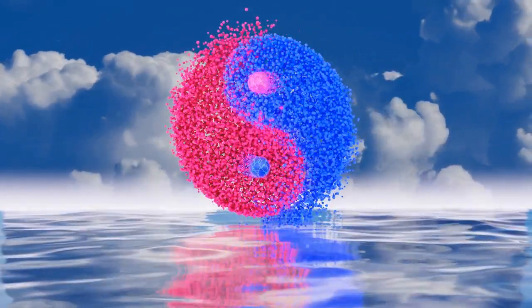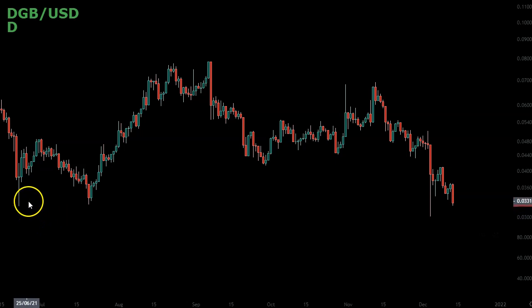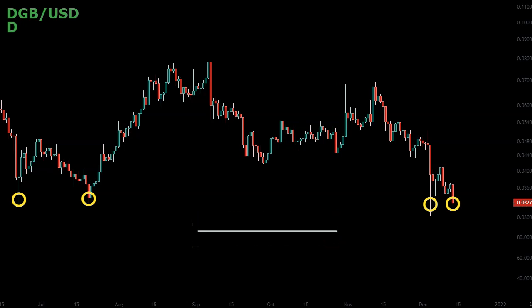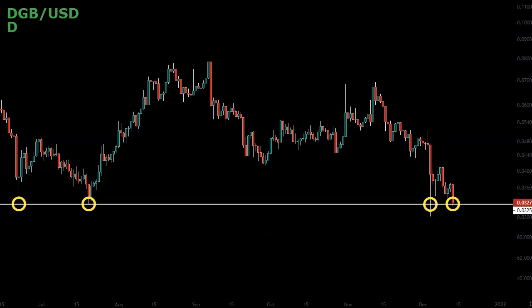So what is it? Now I want you to keep an eye on a few levels. This move to the downside, this move of a few days ago, and the move that we are currently experiencing right now with this candle of today. Are you noticing something important? Well, you should, because those are the levels of final support that DigiByte has never broken in the last few months. And I'm talking about this line, 3 cents. Every time we touch this line, especially the second time, we have a hard rebound.